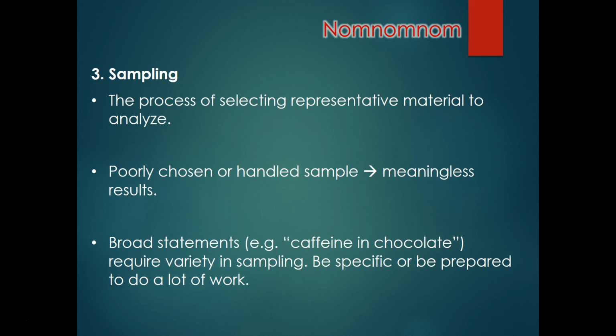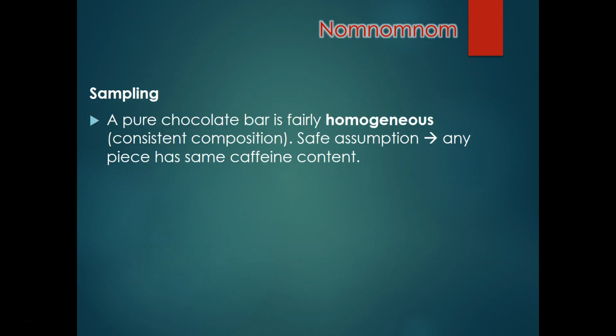Now here's where broad statements really come back to bite us. If you've said something way in the beginning, like, let's find out caffeine in chocolate, we thought that was pretty specific, one type of analyte in one thing. However, turns out that's actually pretty broad, and that might require some pretty extensive sampling. We'll go through that in a little bit more detail.